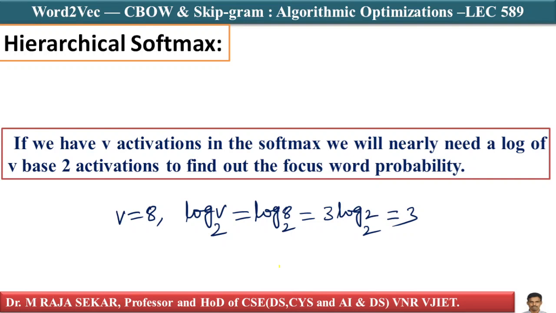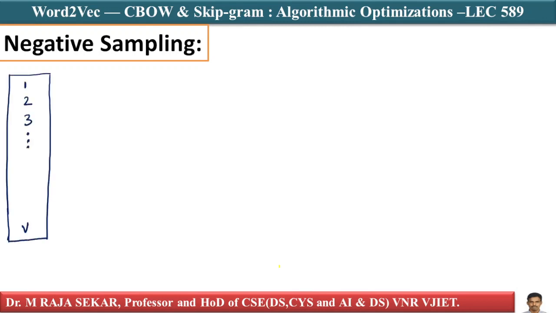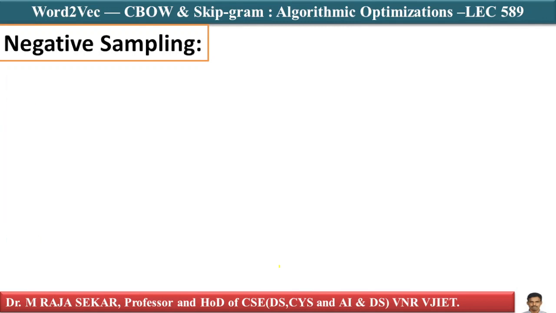The second idea, a very interesting idea, is called negative sampling, which is a statistics based or probability based technique. Yes, the way it works is this. For any output, you have a V-dimensional output.